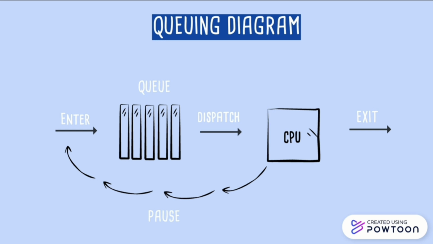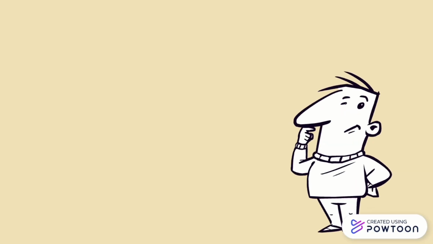This transition happens when the running process is interrupted or preempted by the scheduler. The process is then moved back to the queue to wait for its next turn to be dispatched. This could happen for reasons such as I/O operations or the need to give CPU time to higher priority processes.